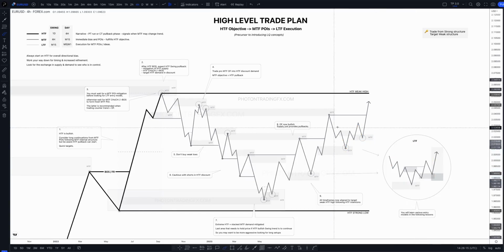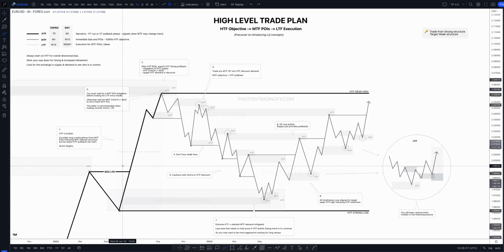So you can imagine how many different variations there could be, right? I can't draw a diagram that's going to cover every single scenario. And that's not the point. The point is to understand the framework. You have your higher time frame objective, so that it just really helps you to understand how your medium time frame is most likely going to behave. That's what the high time frame really helps with.